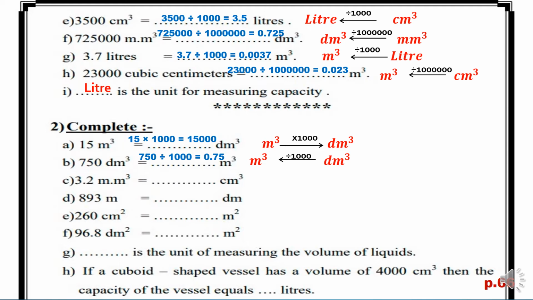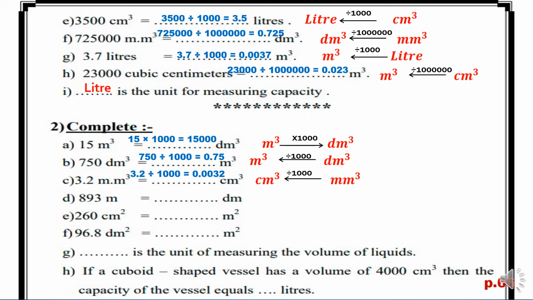Letter C. 3.2 millimeter cube equal how many centimeter cube? To change from millimeter cube to centimeter cube, I will divide by 1000. So 3.2 divided by 1000 equals 0.0032 centimeter cube.